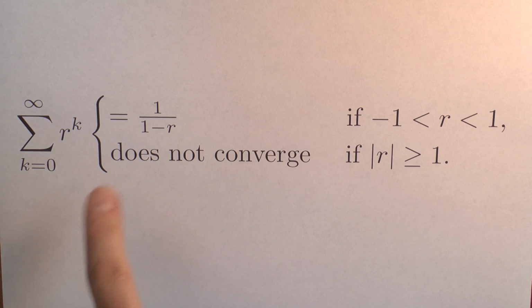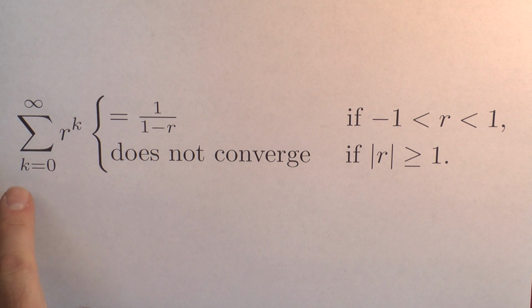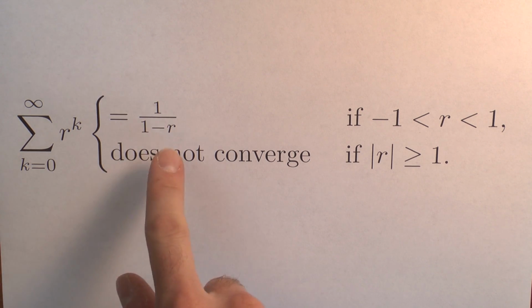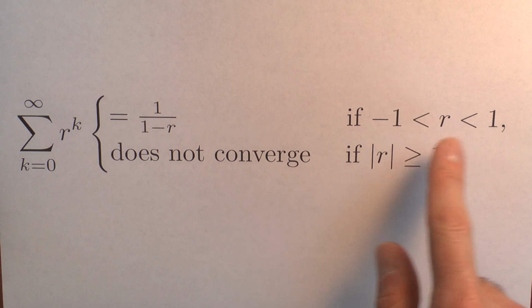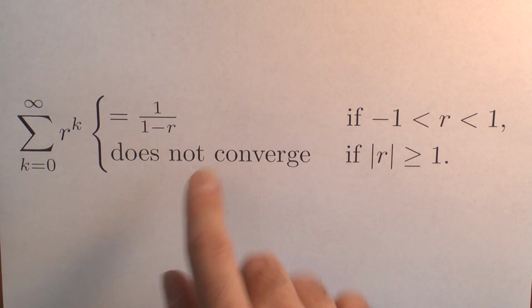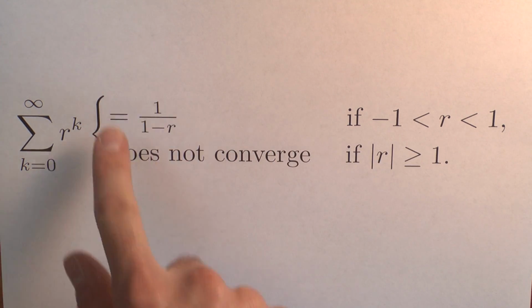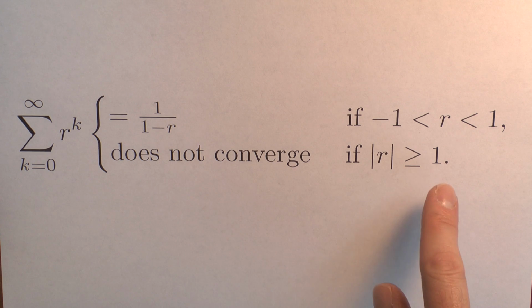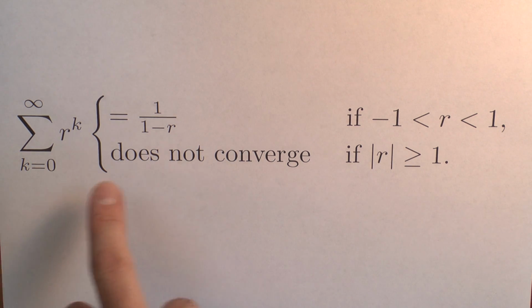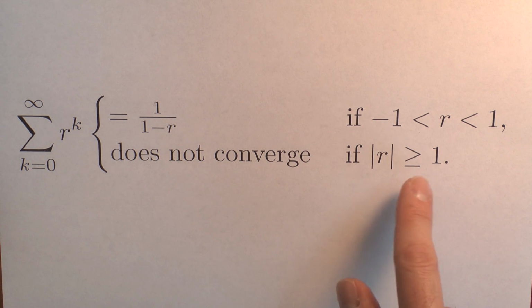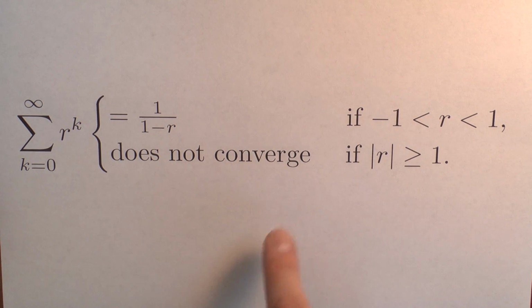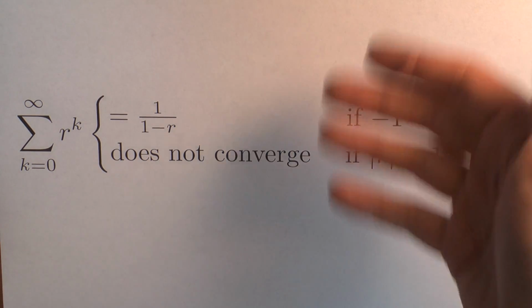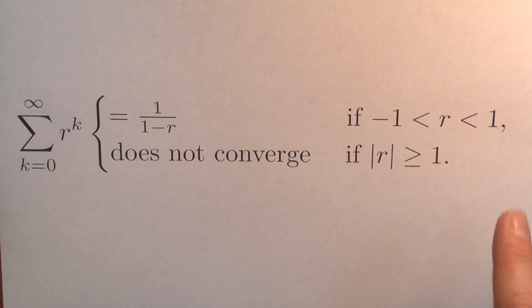Let's summarize the situation for geometric series. So the geometric series, the sum k goes from 0 to infinity of r to the k, is equal to 1 over 1 minus r if r is between minus 1 and 1. And we know that because we calculated the limit of the partial sums to be 1 over 1 minus r. In the case where r equals 1 or r equals minus 1, we already saw it diverged. And if r is bigger than 1 or r is less than minus 1, then it also diverges. So this actually covers all of the cases.